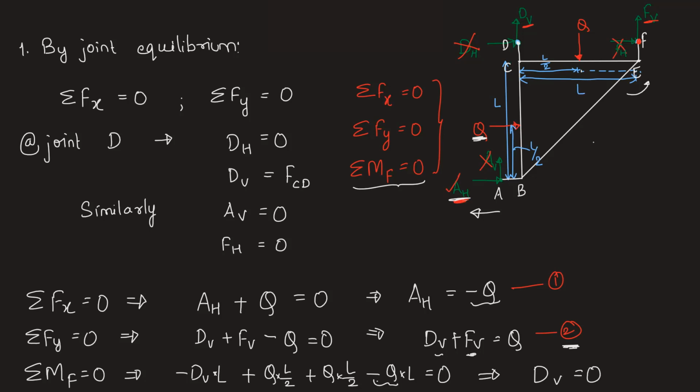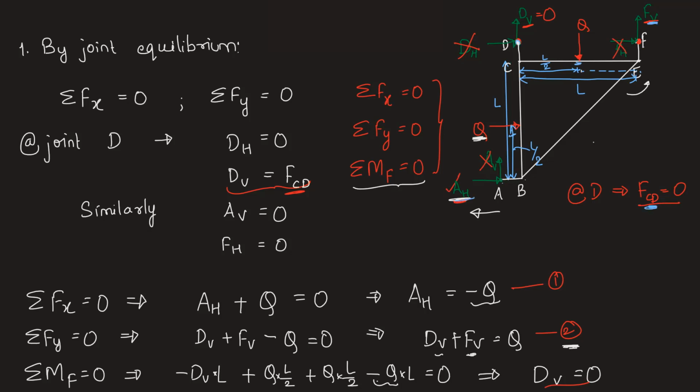So we are directly getting that reaction DV is 0, and therefore by joint equilibrium equation at joint D, we will have force in member CD should also be equal to 0, because we have already found out that DV is equal to force in member CD. So as DV is 0, force in member CD is also 0. We have another zero force member, which is CD.